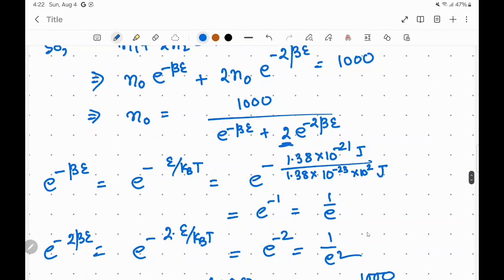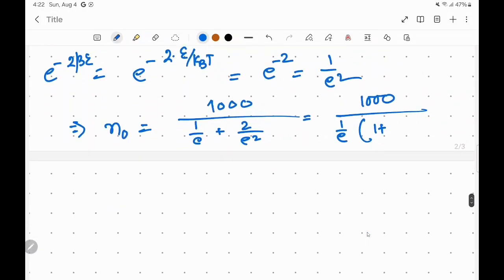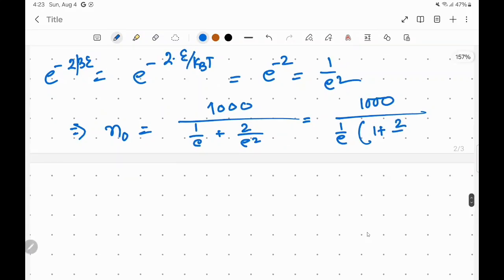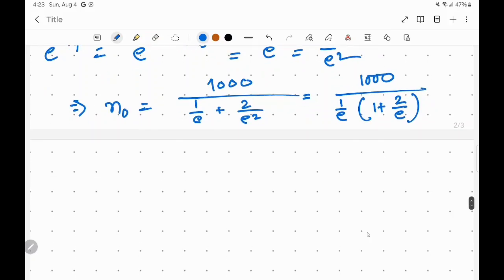Yes, 2 should be there. It will be minus beta, which is 1 by E if you put it, so it will be 2 by E. Right? Yes, 2 by E will be there. So now you just have to put the value of E.